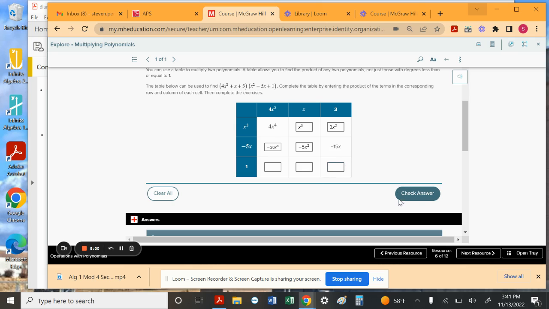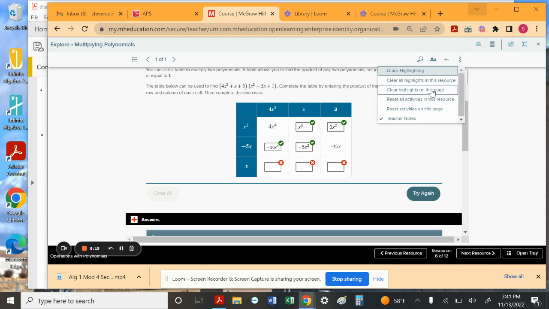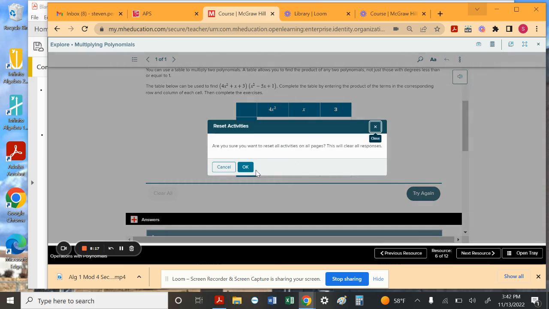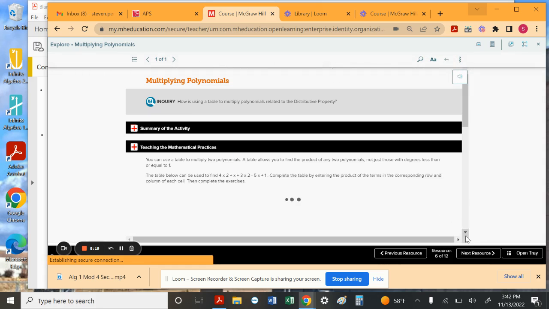So I'm going to click on check answers just to make sure that those are right. And so you can see that going through and doing all of those multiplications using the box method is a really nice and good method to be able to do something like that. So that's what we're doing on that one. Let's go to the next one.